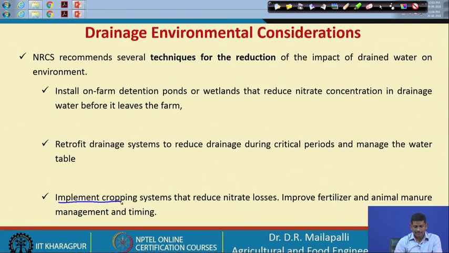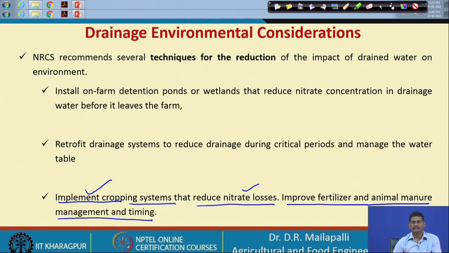So, implement cropping systems that reduce nitrate losses. The other option is to implement cropping systems that reduce nitrogen losses, and improve fertilizer and animal manure management timing. So, you also improve the fertilizer and manure management timing.